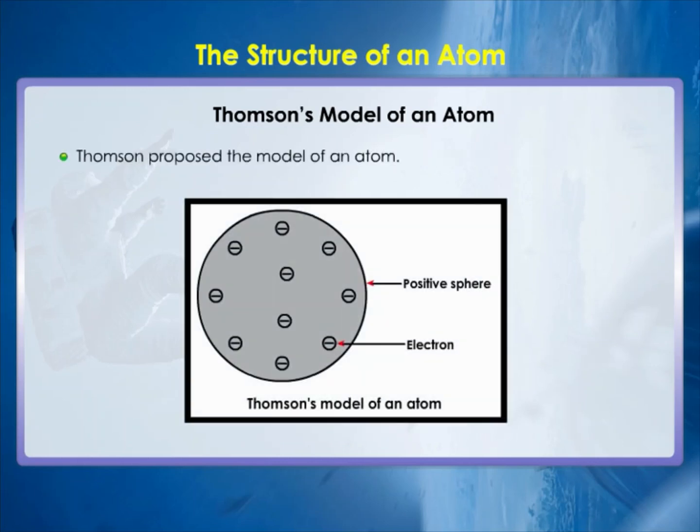Thomson proposed the model of an atom. The electrons in a sphere of positive charge were like currants, dry fruits, in a spherical Christmas pudding. We can also think of a watermelon. The positive charge in the atom is spread all over, like the red edible part of the watermelon, while the electrons are studded in the positively charged sphere, like the seeds in the watermelon.